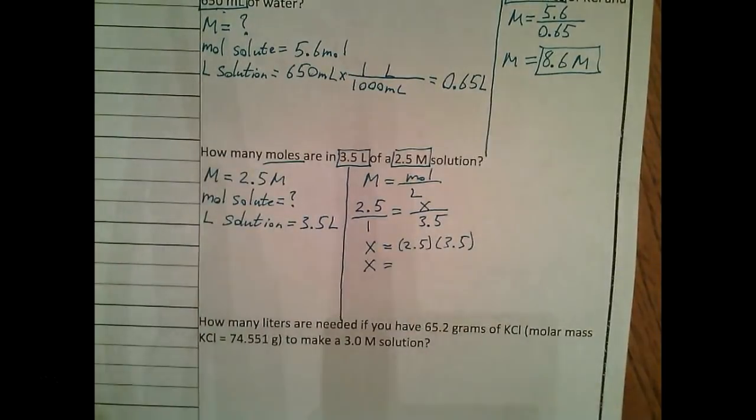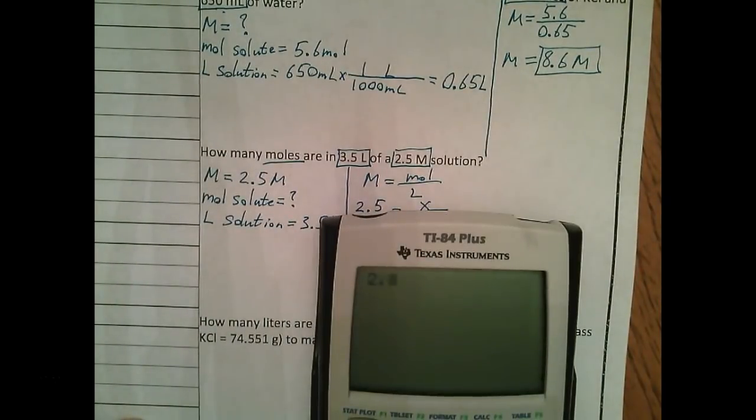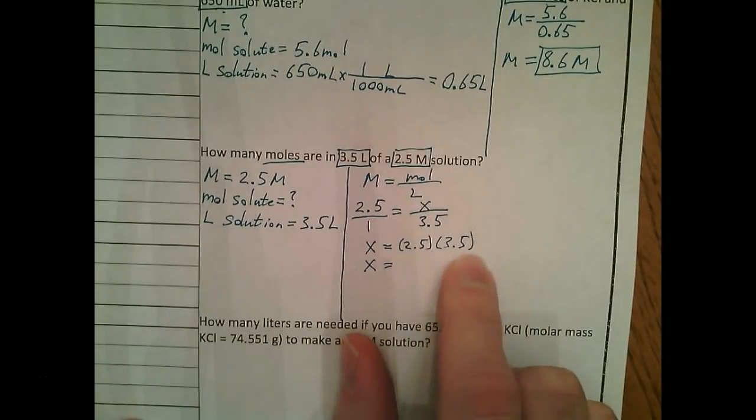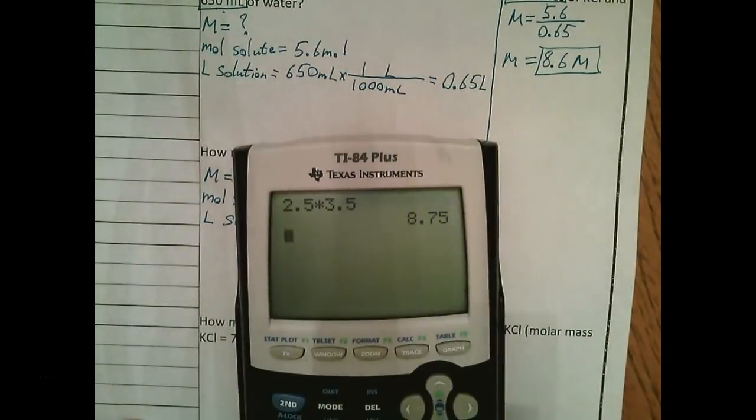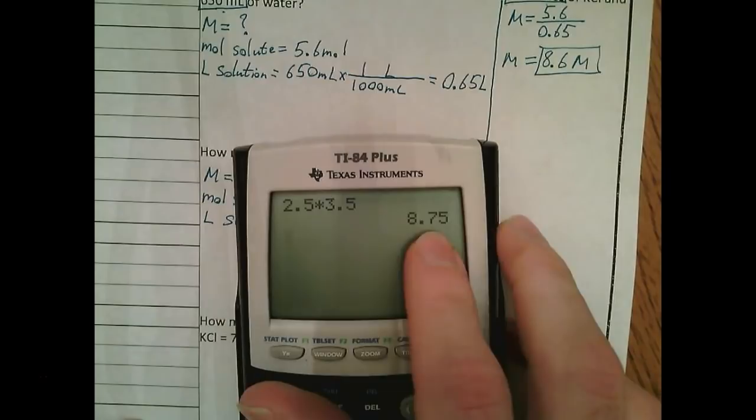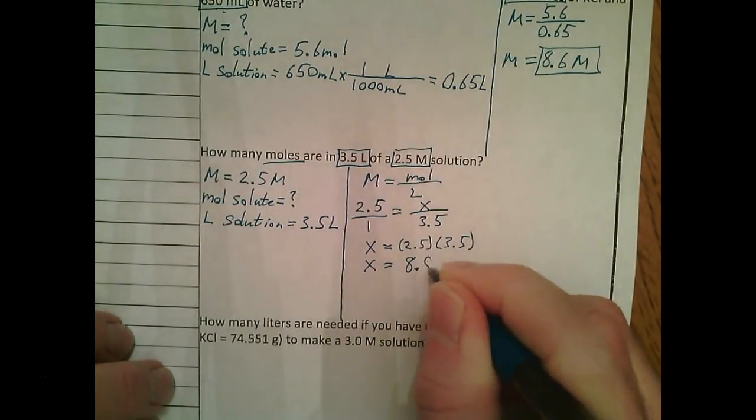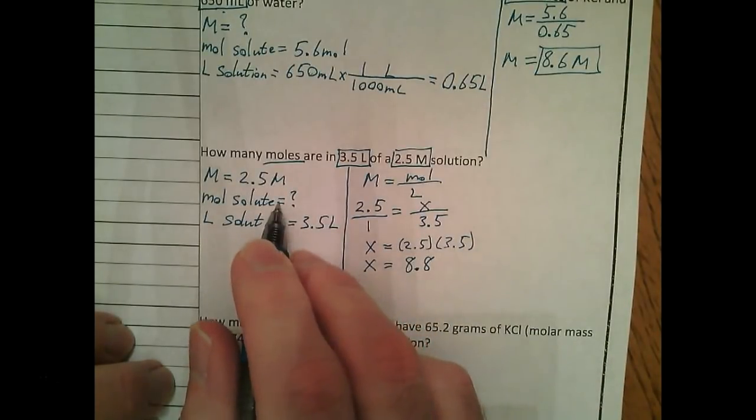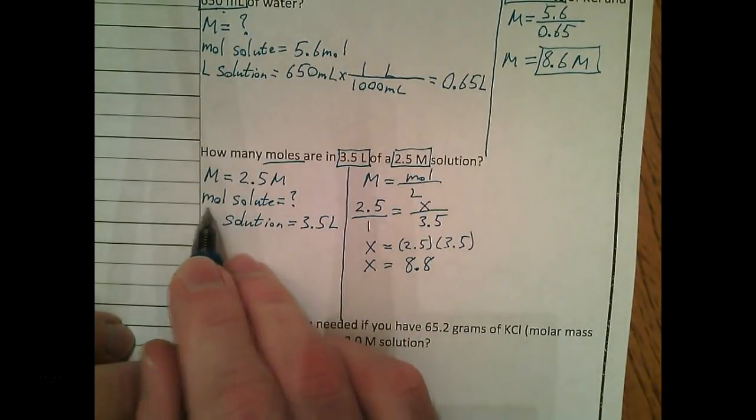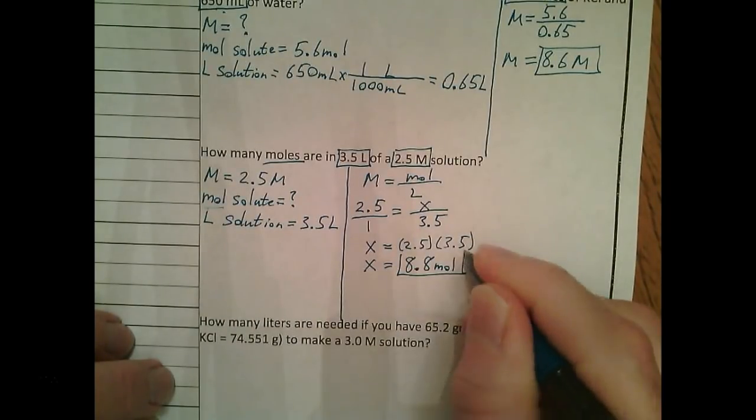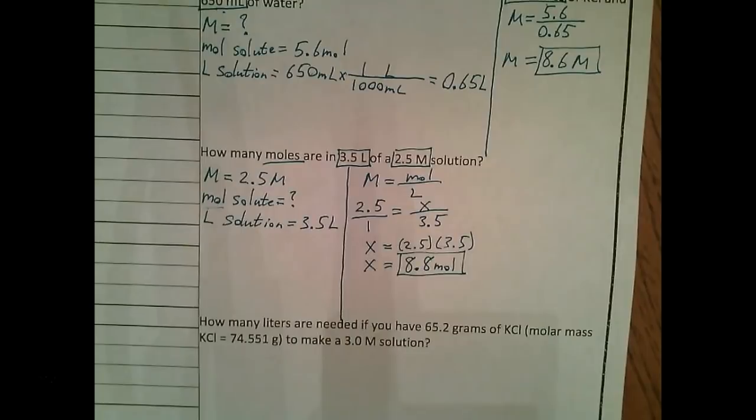X equals, put it down in the calculator, 2.5 times 3.5. Get 8.75, but we went around how many sig figs here? 2. So 8.75 rounds to 8.8. Always look back at the problem to see what your units are. We're looking for moles. And we'll put MOL right here. Approximate answer. Okay, last question, then you'll have some time to practice.